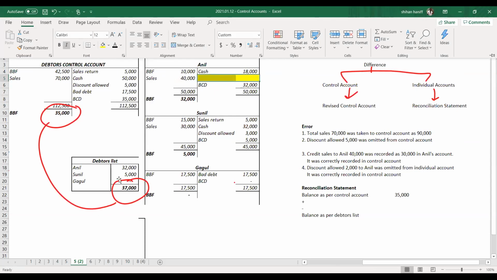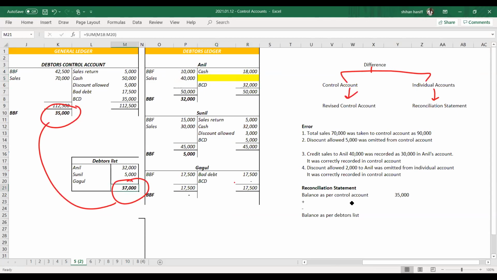If you don't record, see, the debtors list balance will be more. More means you have to add 2,000. So why did you add? Because if you don't record the credit entry in the debtors ledger, if you don't deduct in the debtors ledger, the debtors ledger balance will be more. Therefore, you added. So that's the concept behind this.